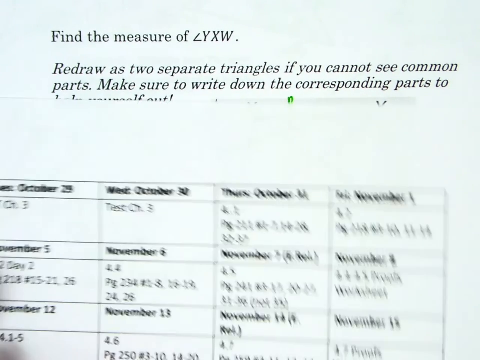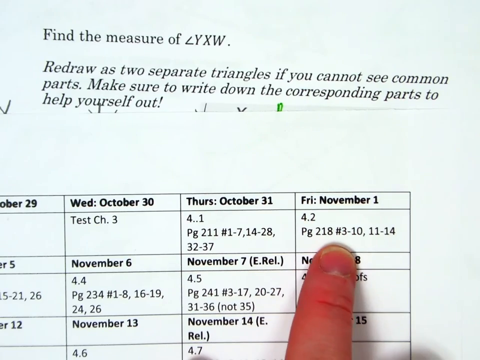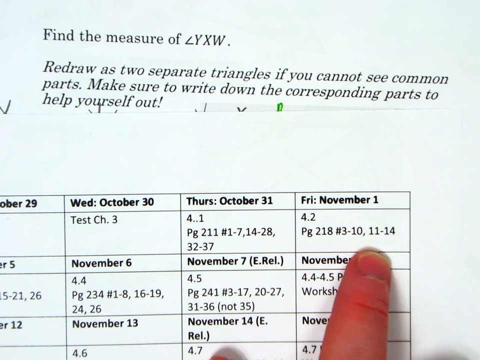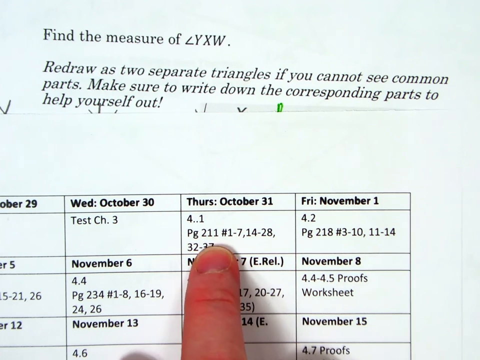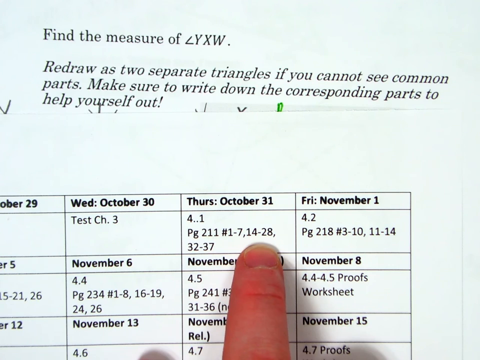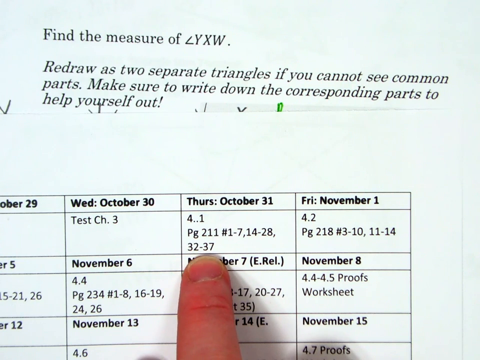Homework for this section, so 4.2, page 218, 3 through 10, 11 through 14. This is down as sections. The 4.1 homework is page 211, 1 through 7, 14 through 28, 32 through 37.